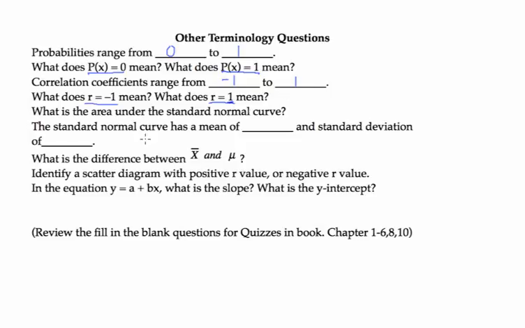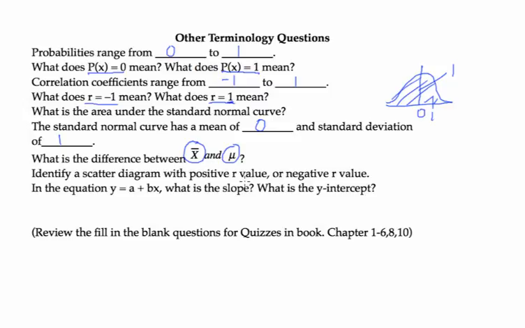What is the area under the standard normal curve? The area under the standard normal curve is 1, or 100%. The standard normal curve has a mean of 0 and a standard deviation of 1. X bar is the mean of a sample. Mu is the mean of a population.